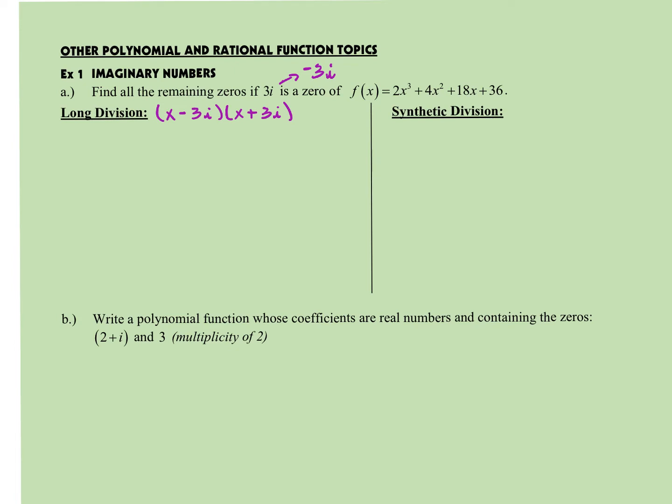and then we're going to quick FOIL that out, recognizing that this is going to become x squared, and of course this is a difference of squares, so this middle product and this outer product are going to cancel. So we'll get an x squared minus 9i squared, which of course is going to simplify because i squared is negative 1 to x squared plus 9, okay? So you're going to have to do that every time.